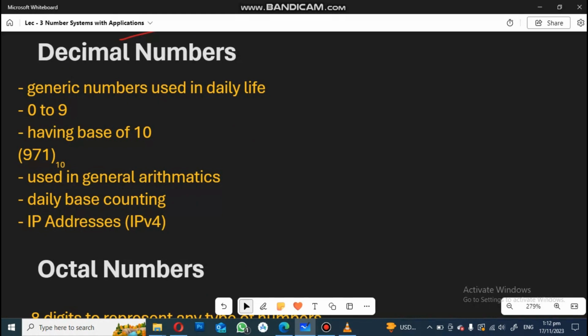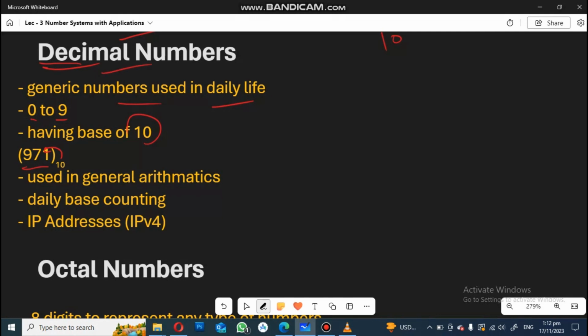The second number system, which is most commonly used, is the decimal number system. Deci, or DEC, means 10, which means that we have 10 possible digits. Any number made from the digits between 0 to 9 is a decimal number. These are very general numbers used in everyday life. They have a base of 10, just like the example here, 971, with a base of 10 written, representing that this number belongs to decimal numbers.